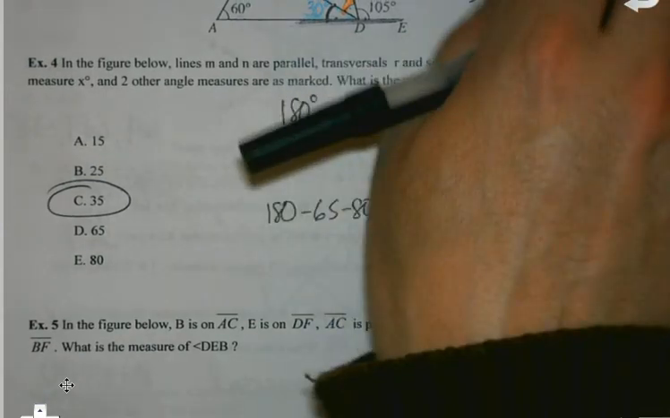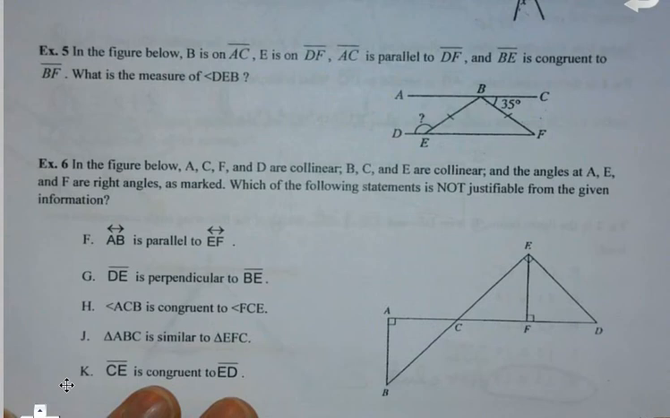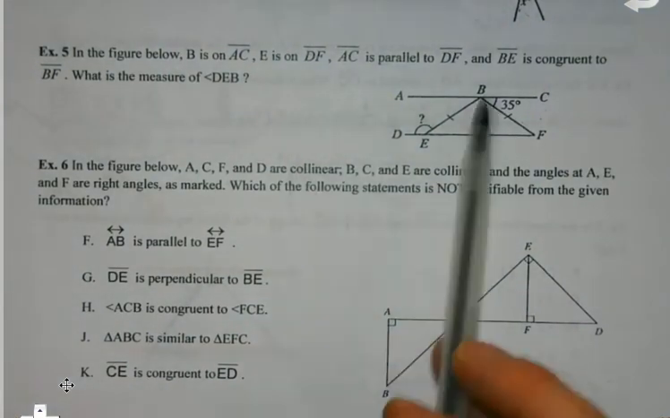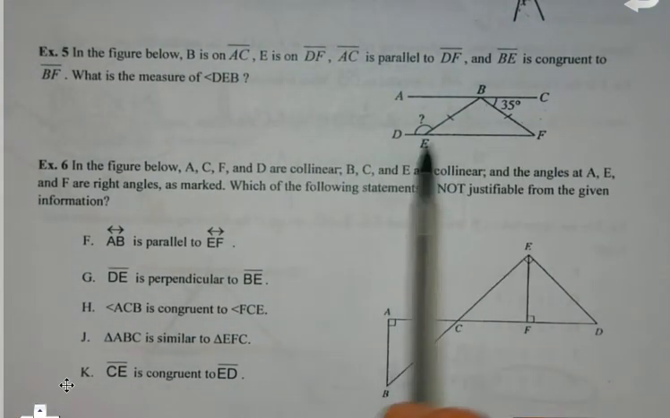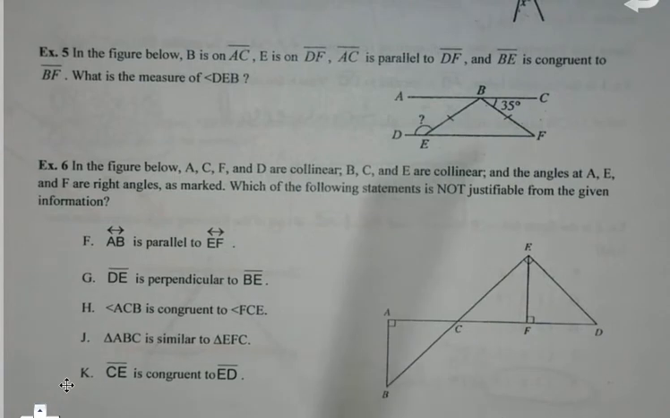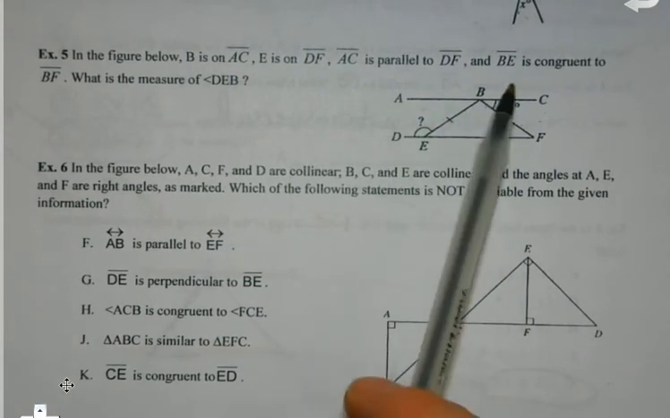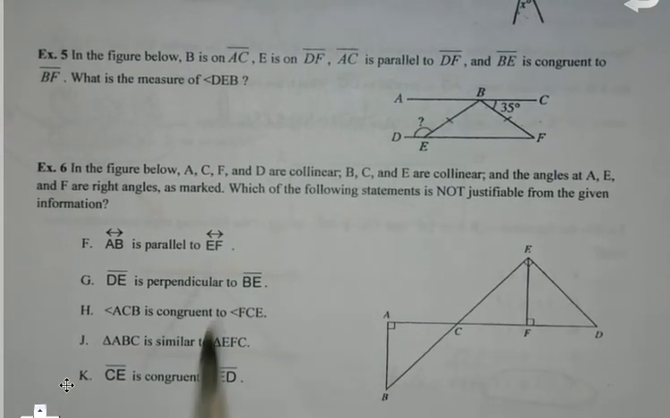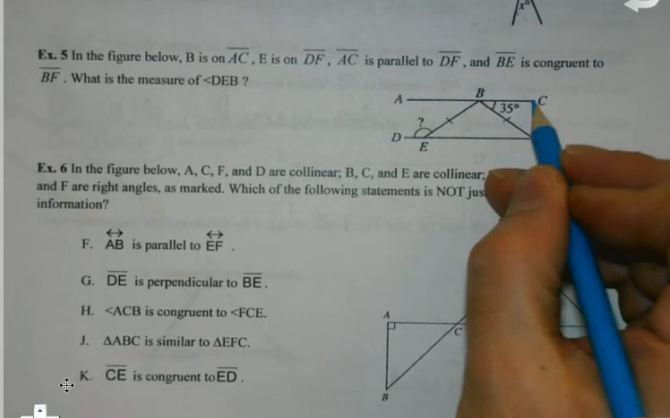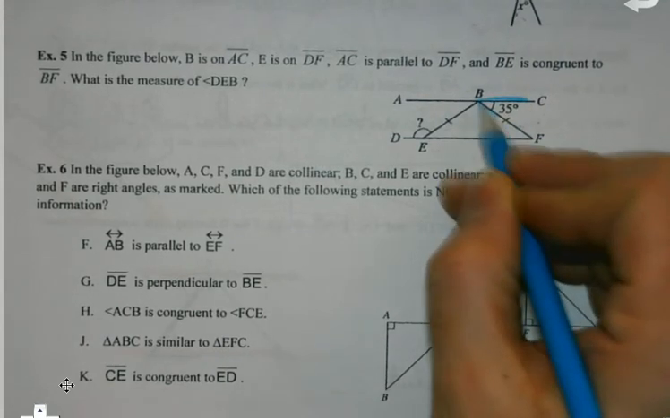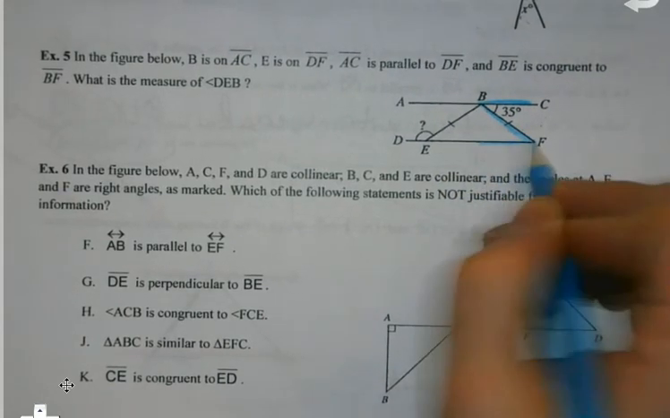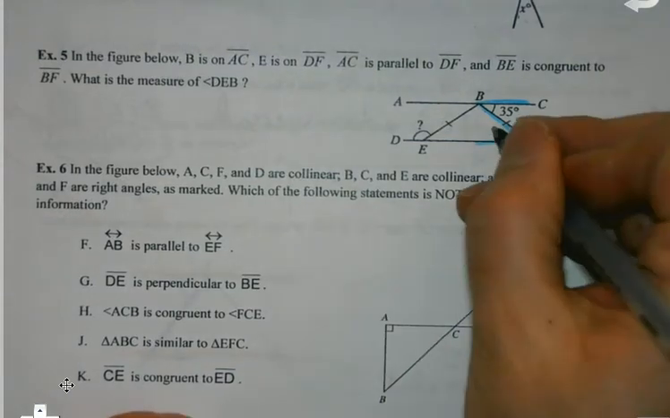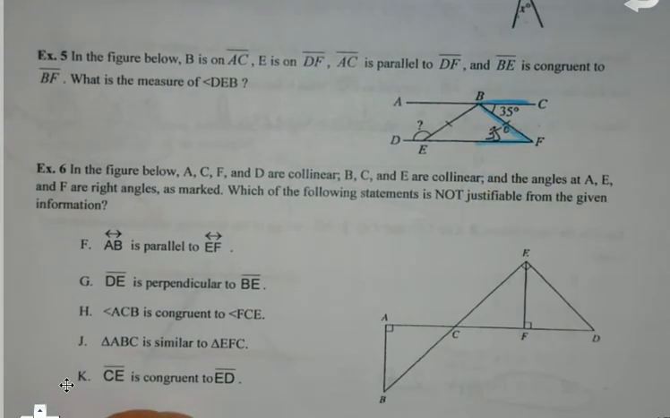And as we keep bopping along here, all right, in the figure below, B is on AC, E is on DF, okay. AC is parallel to DF, so these are transversals. BE is congruent to BF. What's the measure of DEB? All right, now let's see here again. Is our old buddy alternate interior going to help us? There's my Z, so it traps this guy in. So that'd be 35 degrees.